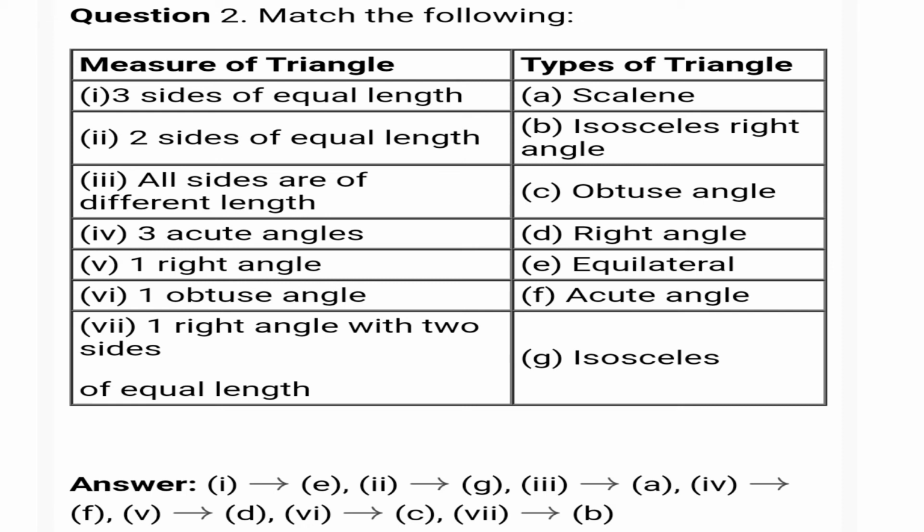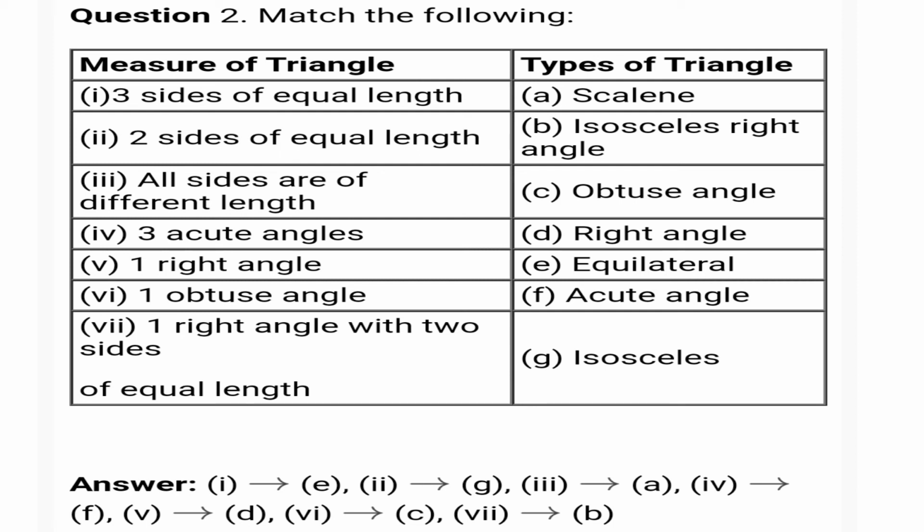Number 3. All sides of different length. Well, we studied earlier that scalene triangle has all sides of different length. Thus, answer to it is scalene triangle. Number 4. Three acute angles. Well, we know that acute angled triangle has three acute angles. Thus, we can say that the answer to number 4 is acute angled triangle.